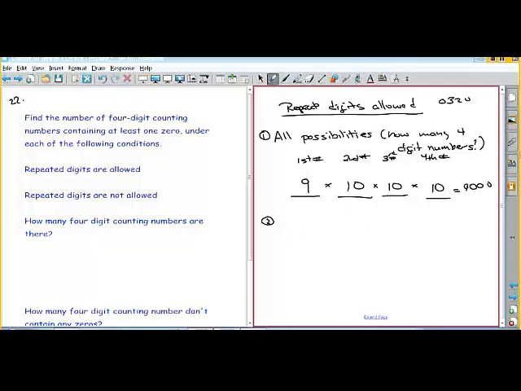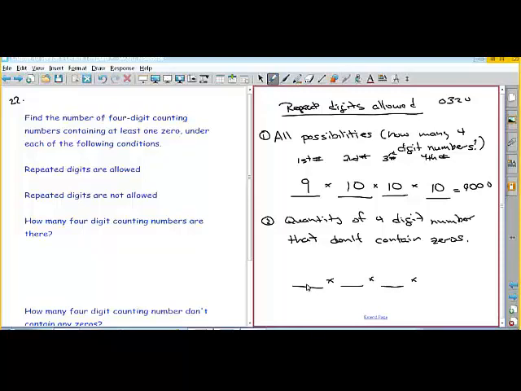Okay, we'll say quantity instead of number, since we're talking about numbers. Quantity of 4-digit numbers that don't contain zeros. So that's the opposite of containing at least one zero. So I do the same thing.